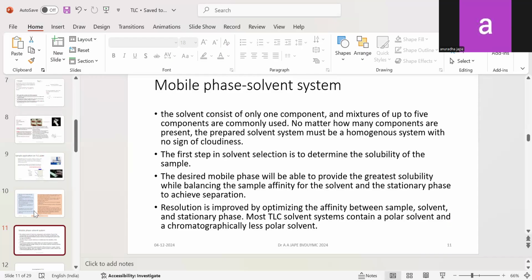Of course, there are other factors apart from optimum separation that are also to be considered before we go for choice of a solvent system. One important consideration is to limit the number of components in the solvent system. As I said, generally up to 5 or 6 solvents are mixed, but you have to choose the appropriate solvents while preparing the mobile phase. If there are more components in a solvent system, the more difficult it will be to maintain a saturated atmosphere in the chromatography chamber.